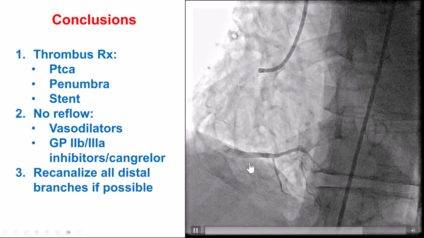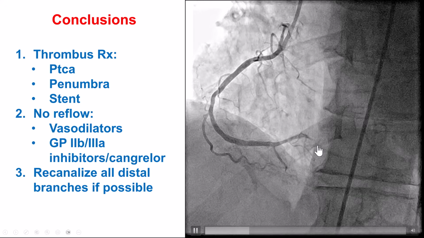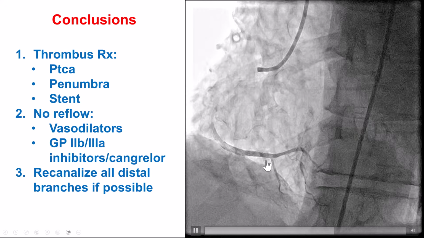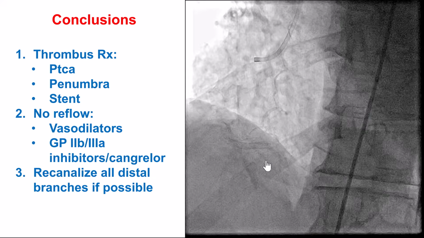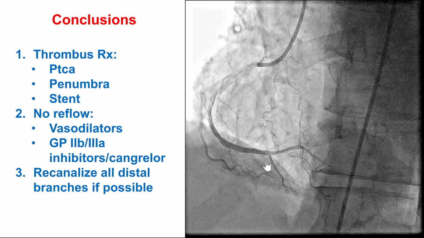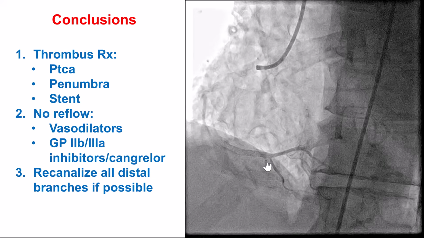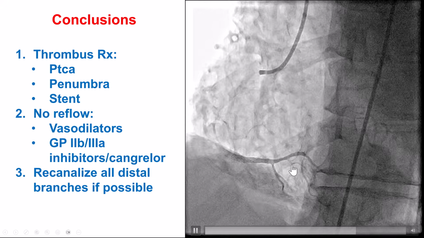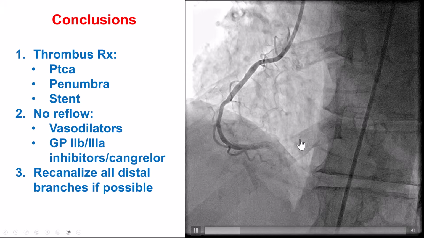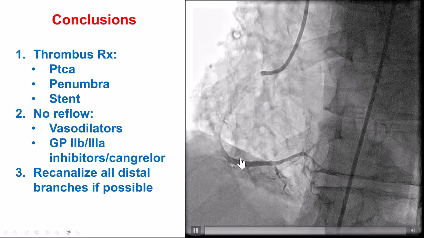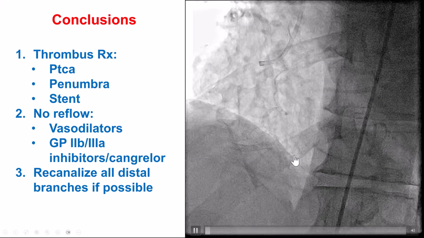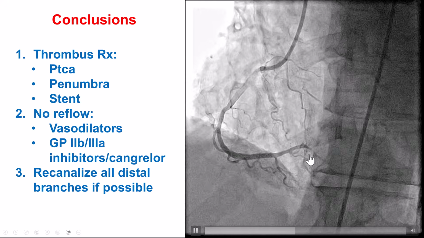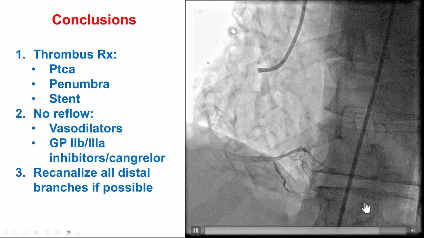In the end, we were able to recanalize several of the branches, not everything, but in general, it is good to try to get as good flow as possible, especially in the major branches, but sometimes the result may be suboptimal. If the patient did not have a GI bleed, what we would have done afterwards is administer either cangrelor or a glycoprotein 2B3 inhibitor to help with resolution of the thrombus and restoration of better antegrade flow.